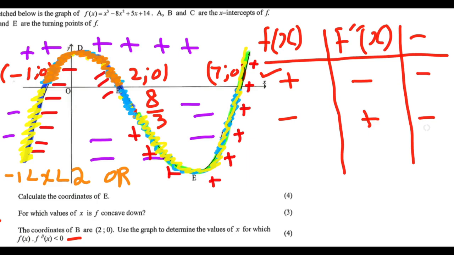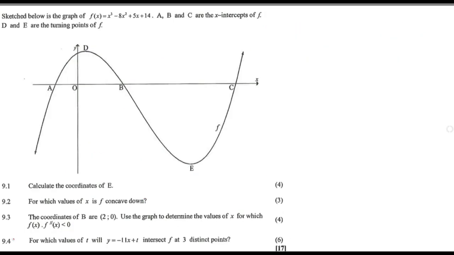From the point of inflection, you can see from here, second derivative is positive and the f of x is negative till this point C. So my second interval will be between 8/3 and +7. That's my answer. I've got two intervals: between -1 and 2, and the second one is between 8/3 and 7.